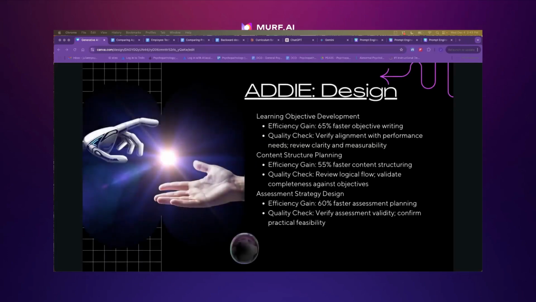In design, we're seeing 65% faster objective writing. I'm one who doesn't love to write learning objectives. It does a great job writing learning objectives, faster content structuring, faster assessment planning. We talked a little bit about assessment planning before.